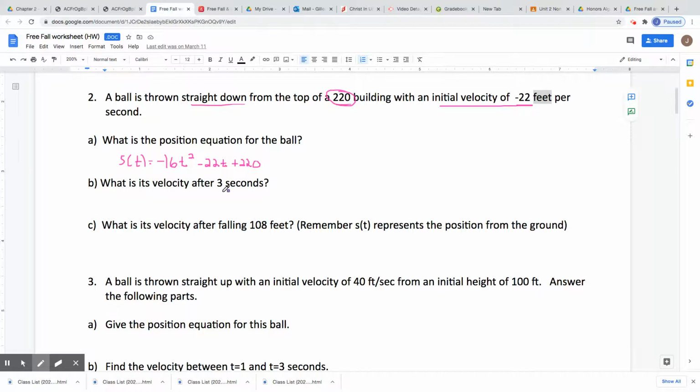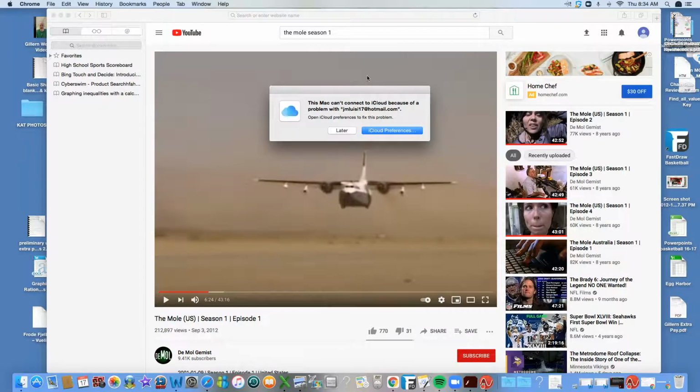Okay. So now it says, what is the velocity at 3 seconds? So we need to figure out the velocity equation, which is the derivative of the position. So it's negative 32t minus 22. And then we're just going to plug 3 into that, which means we're going to put 3 in for t.